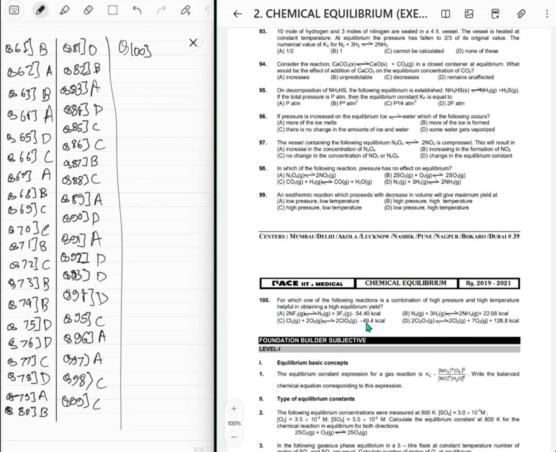So between A, B, and C, you want high temperature, so it has to be endothermic, right? Oh no, wait, A doesn't work. I didn't see that 3F2 first. So it's only between B and C then. And that means C is the winner, because this has positive heat involved, so it's exothermic, not good. C is the one. Okay, so that's it.